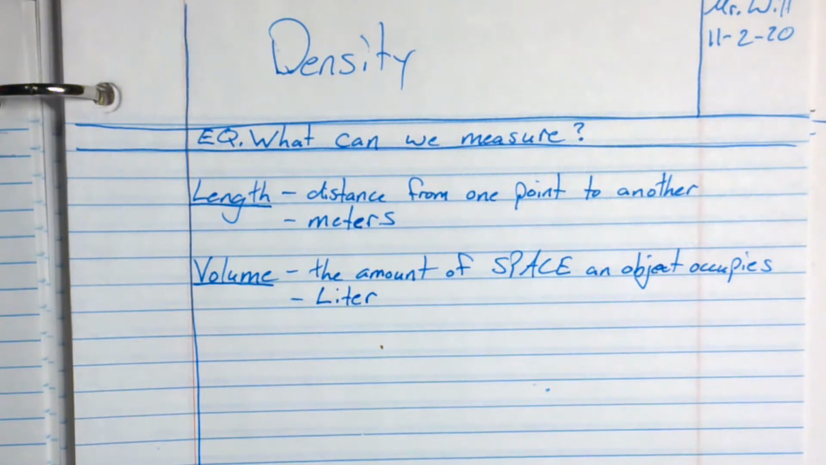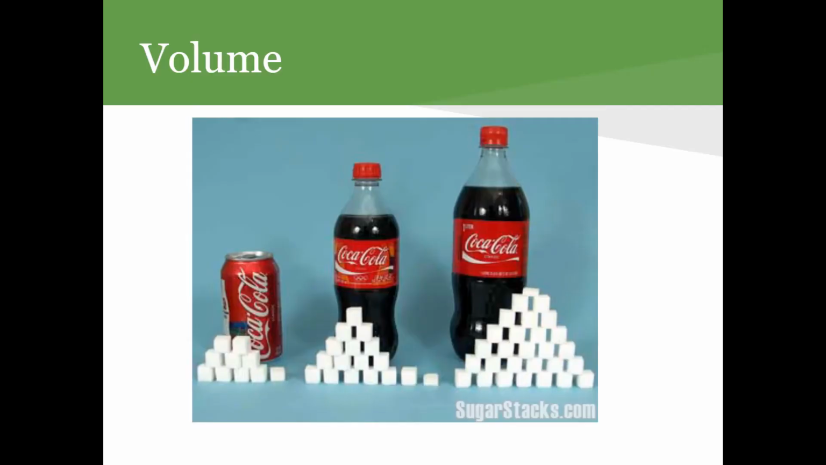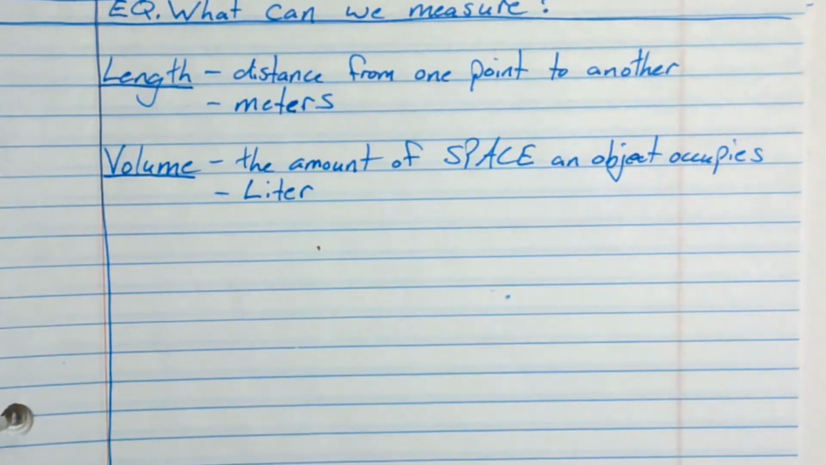Now, when we think of liters, sometimes we think of pop bottles because you can get a liter of pop. I thought this was kind of a cool image, which shows how many sugar cubes are in a can of Coke versus a bottle versus, I think that's a half liter, or a 1 liter versus a 2 liter. But each of those little sugar cubes is 1 centimeter by 1 centimeter by 1 centimeter, so 1 cubic centimeter. And that's actually also a milliliter, like how much space that would take up. So it's kind of interesting.